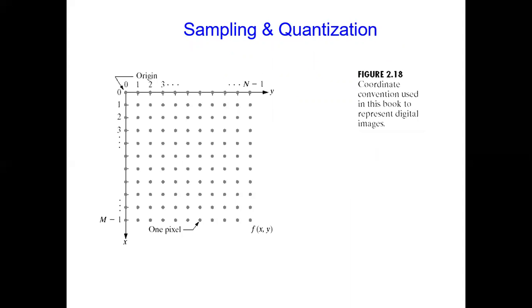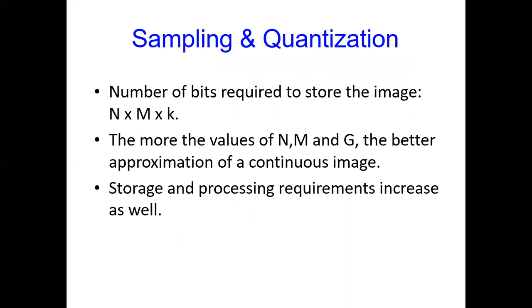This is an example of a sampling and quantization coordinate system, the coordinate convention used in this book to represent digital images. The number of bits required to store the image is N times M times k. The larger the values of N, M and G, the better the approximation of the continuous image, but storage and processing requirements increase as well.